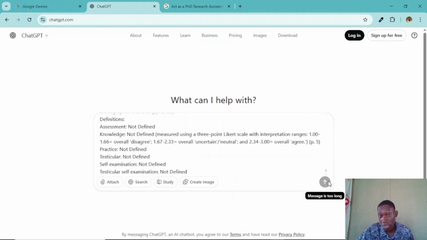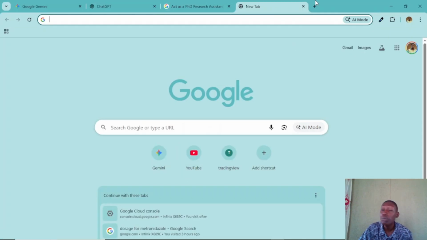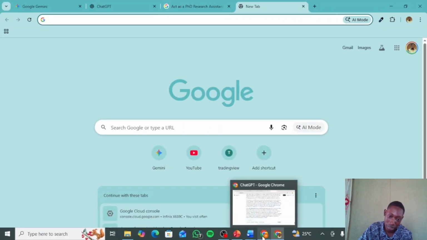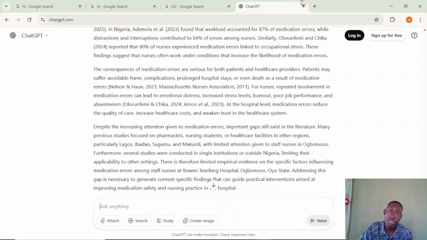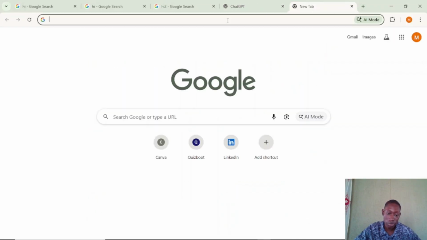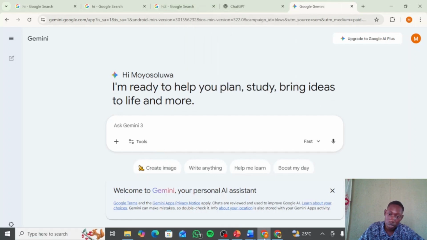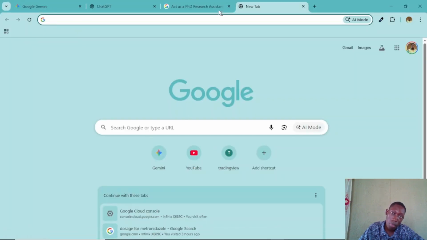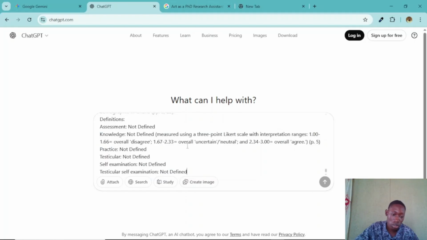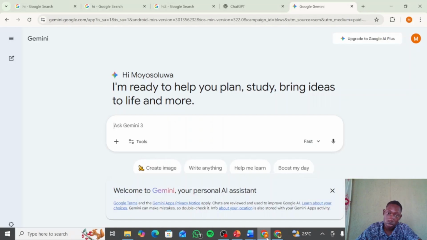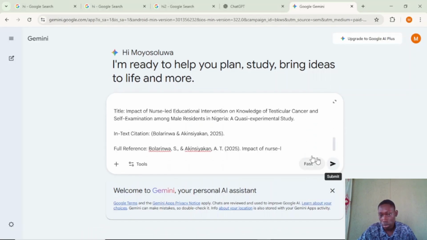Control C. So I have copied it, so I'll just paste it here. Control V. Message is too long. Wow. Let me try a free Gemini. The Gemini here is not free. It is paid. Let me try a free Gemini. Alright, so this is a free Gemini. Let me go and copy everything from here. Control A, Control C. Then come back to this one. Let me paste it. Control V. It is also still too long.